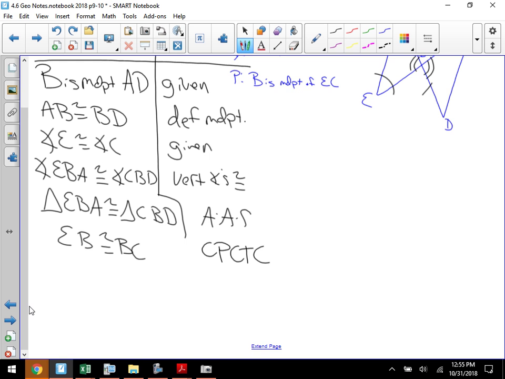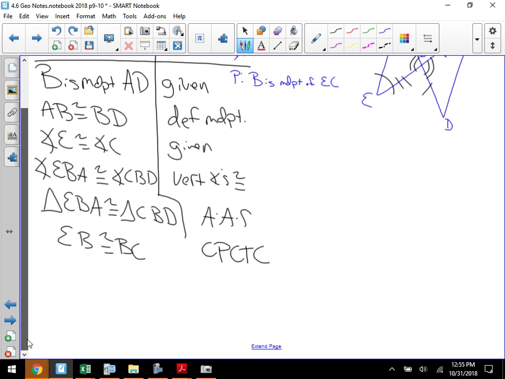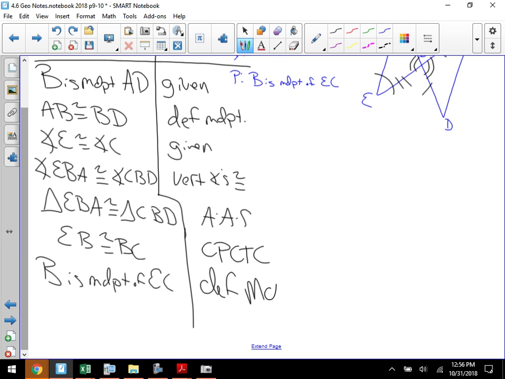So now, because corresponding parts of congruent triangles are congruent, that happens because of the definition of a midpoint. B is the midpoint of EC because of the definition of a midpoint. Basically, we're using it backwards from what we did before. Going backwards.